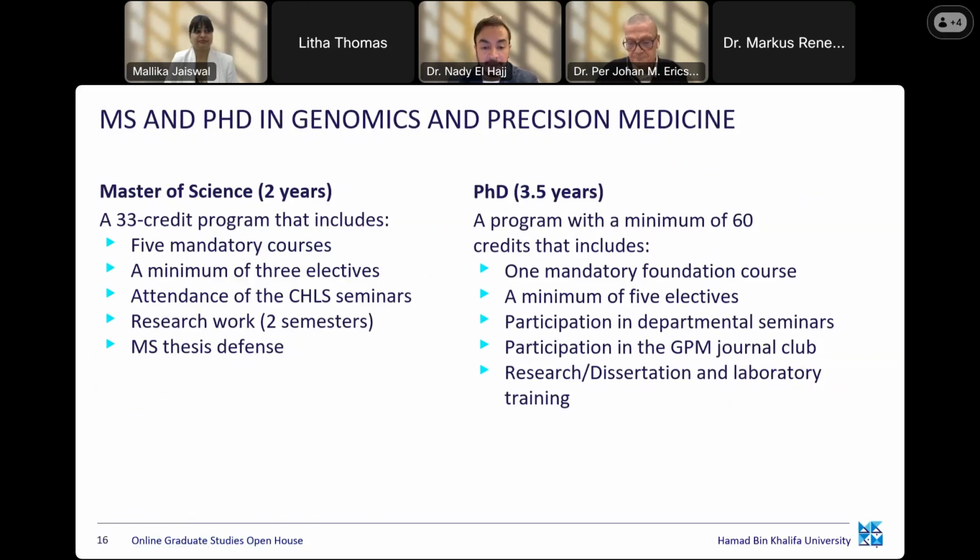The duration is 2 years, and the student will be involved in a research project supervised by one of the faculty. And finally, before graduation, the student has to write a thesis and to do a thesis defense as well. The PhD program is a program with a minimum of 60 credits. It includes one mandatory foundation course, which is the Introduction to Data Science. And similarly, the students will be involved in research supervised by one of the faculty. The duration of the PhD program is on average 3.5 to 4 years. Next slide, please.